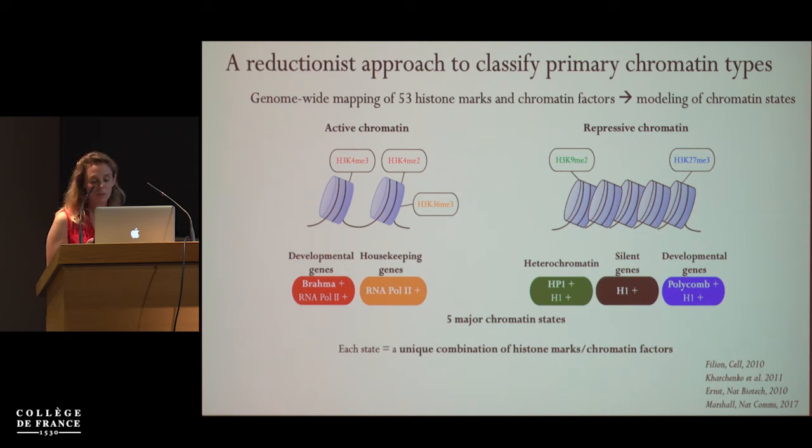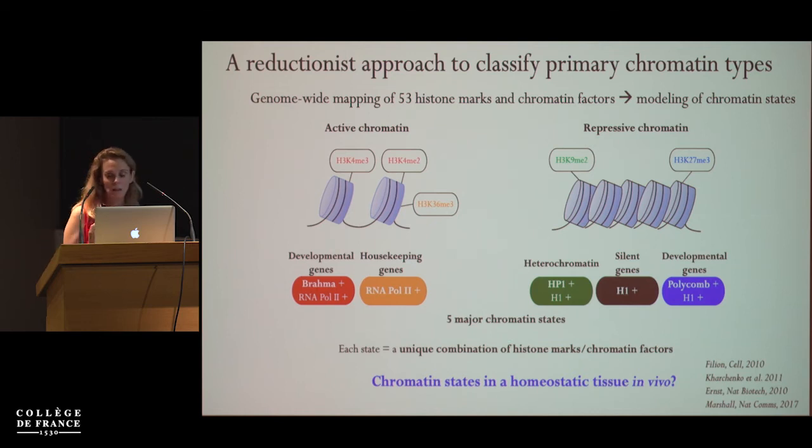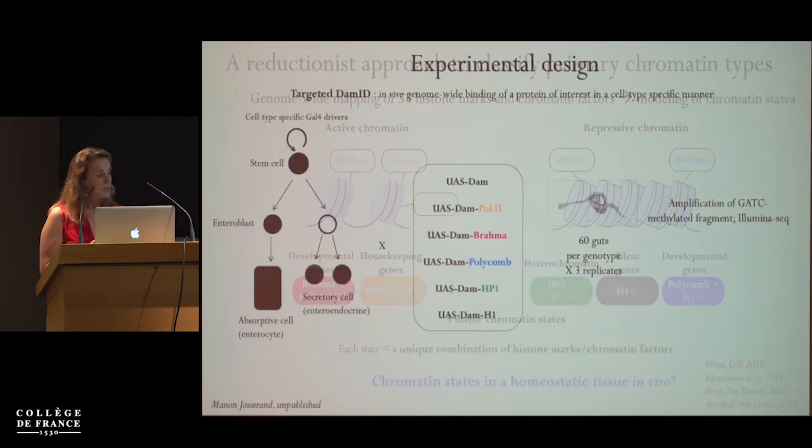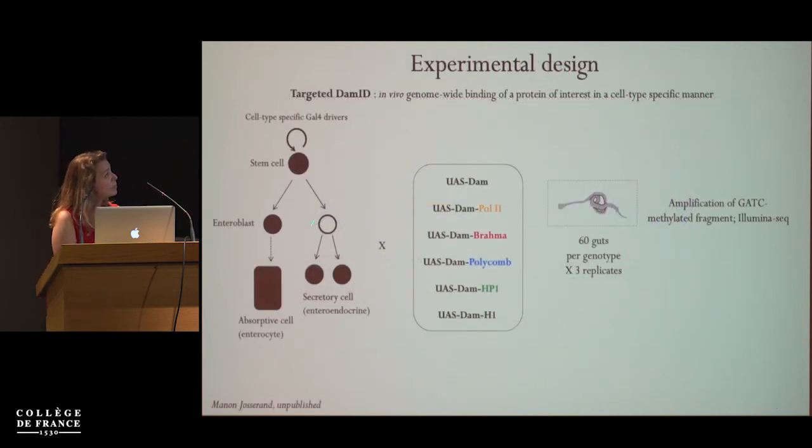And what we wanted to do was to take advantage of these and to map where these are binding in the homeostatic adult intestine. So Manon did the following experiment, which was to use cell-specific drivers, and we could specifically express these various reporter lines in the stem cell, the enteroblast, the enterocyte, or the enteroendocrine cell. And unfortunately, we're lacking this cell type here, which does not currently have a good driver line. So we map all of these factors in these different cells within the lineage.